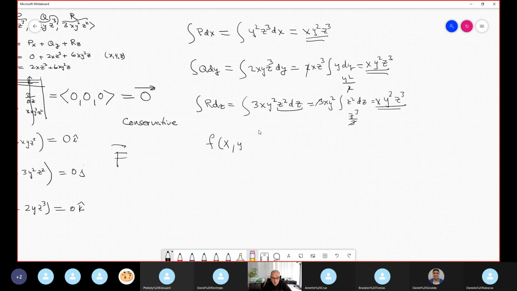So f of x comma y comma z is equal to x y cubed c squared c cubed. This is my potential function. I promise the next time we're using every day the potential function.